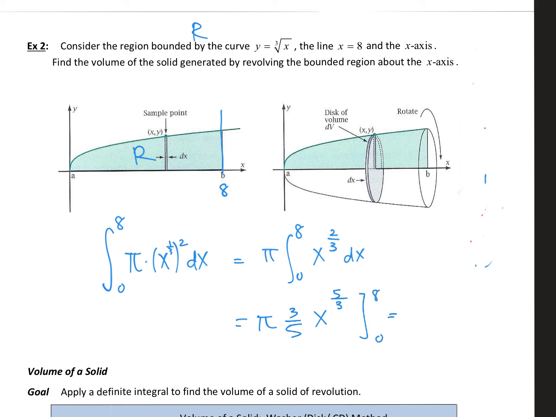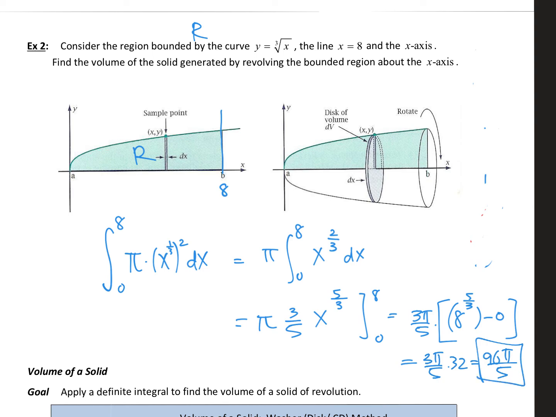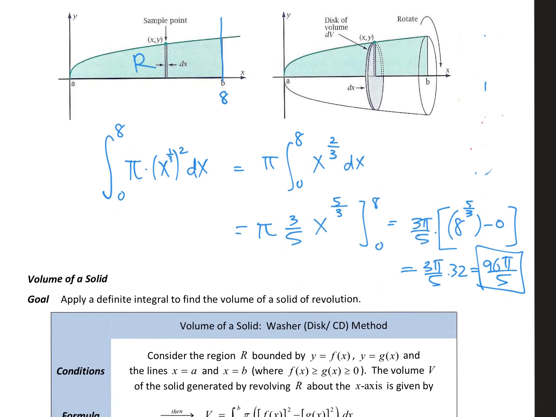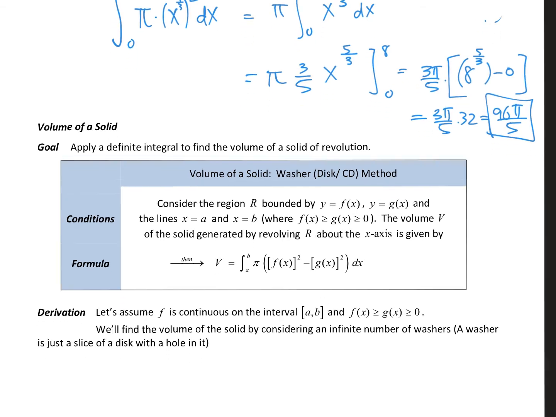So what do I get here? 3 pi over 5 times 8 to the 5/3 minus 0. Right? The 1/3 power is the cube root of 8, which is 2. So that's 2 to the 5th power, which will be 32. So 3 pi over 5 times 32 is 96 pi over 5. Yay. All right. Let's look at the next part.